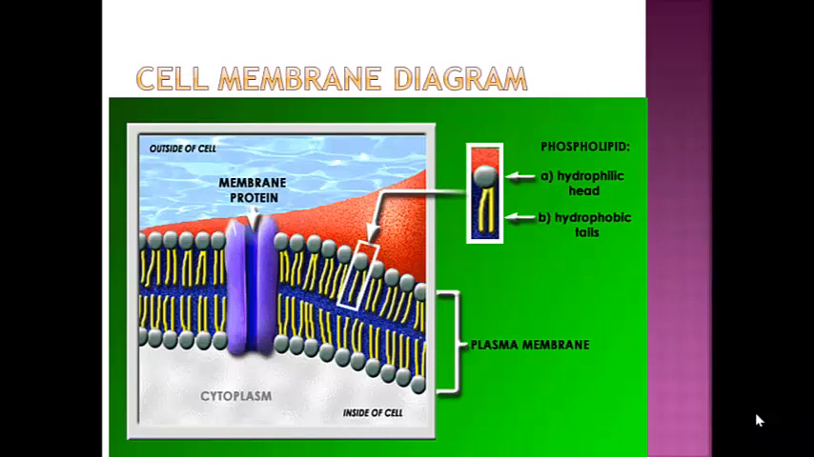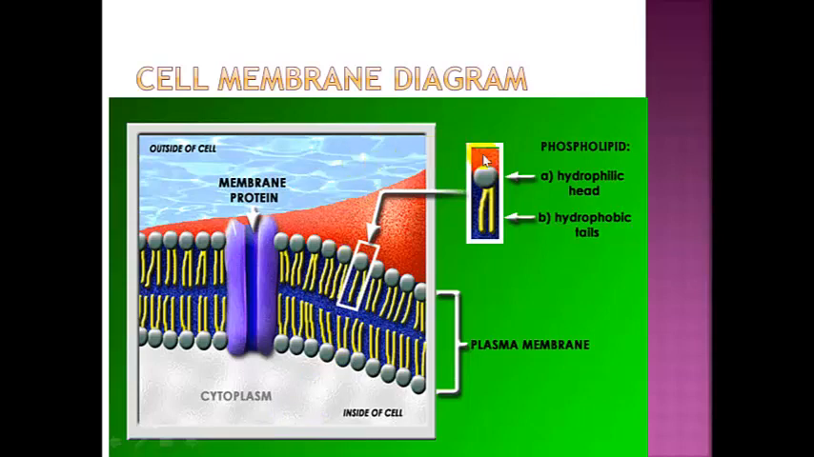All right, the cell membrane diagram. This is pretty much a diagram of what the cell membrane looks like. We talked about the phospholipid bilayer. There's a bilayer, meaning there are two layers of phospholipids. If I can get the cursor, there we are. This is one layer of phospholipids, and here's the second layer of phospholipids. This is the inside of the cell membrane, and then the outside of the cell.